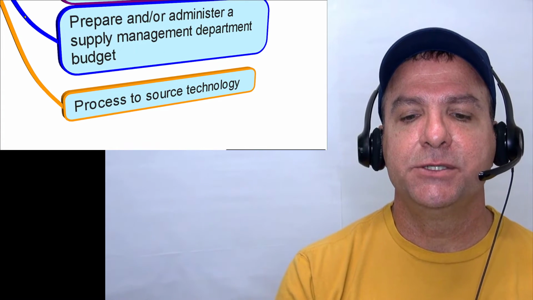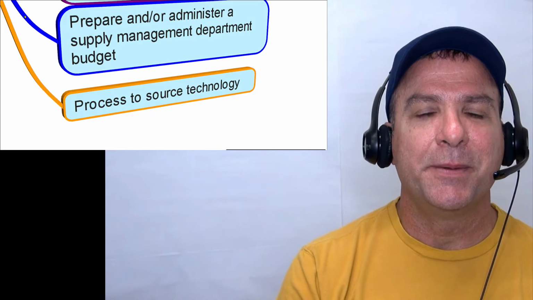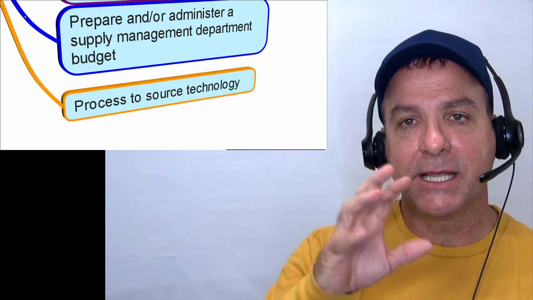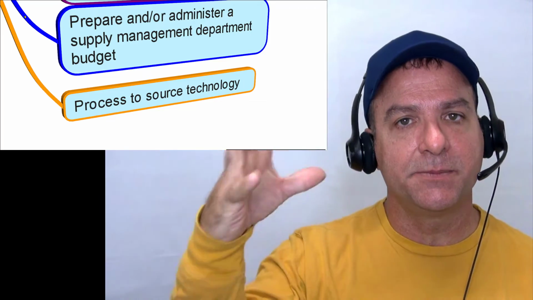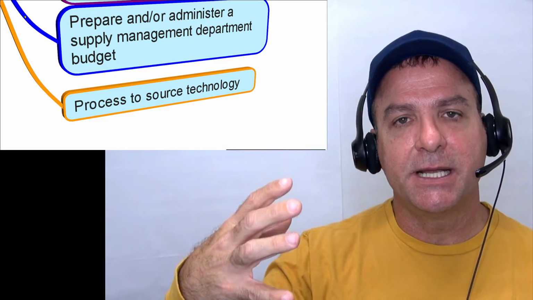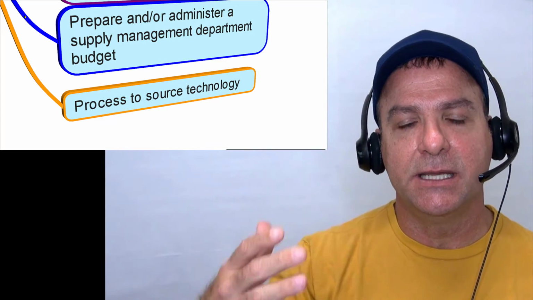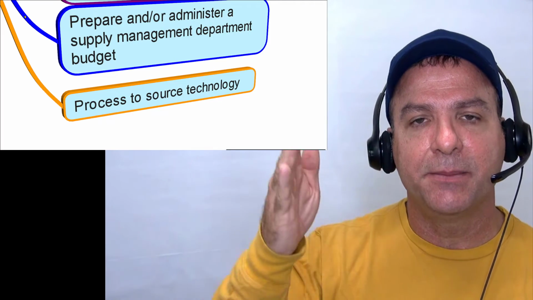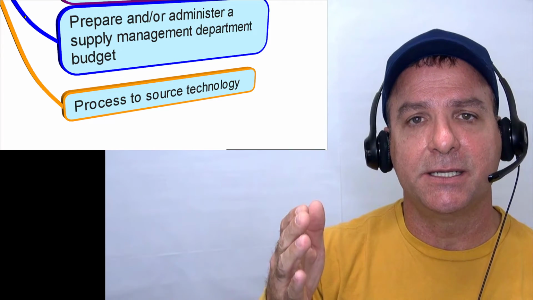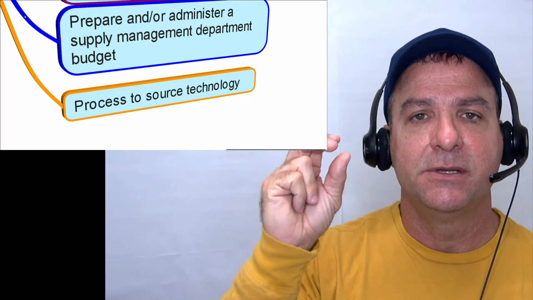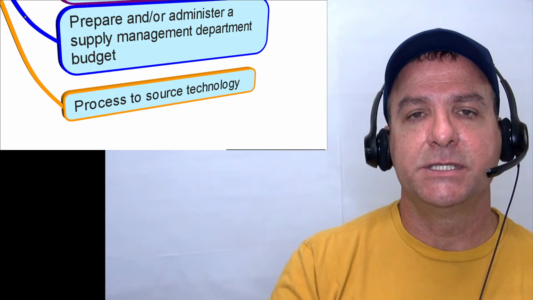And then process to source technology. What do I mean by this? This is a process when you buy computer programs. So if you're just developing a supply chain, the entry level of supply chain, or you're involved in sourcing technology, this lesson goes through a step-by-step process on how to evaluate technology based on a functional need of the organization.